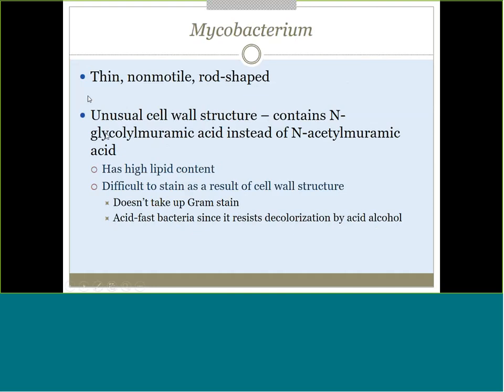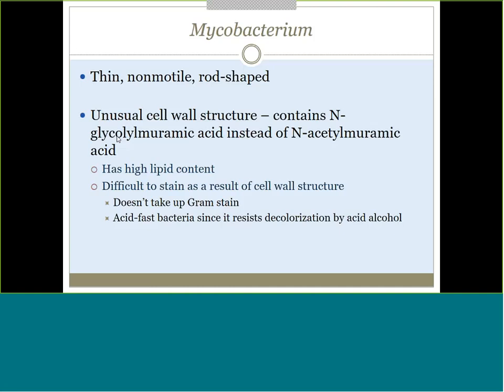It actually is called glycolylmuramic acid, but essentially we just call it mycolic acid, you get the gist there. It has a very high lipid content, and it makes it very difficult to stain with the gram stain, so it just doesn't take up the gram stain. Instead, we are going to use acid-fast stain for mycobacteria.